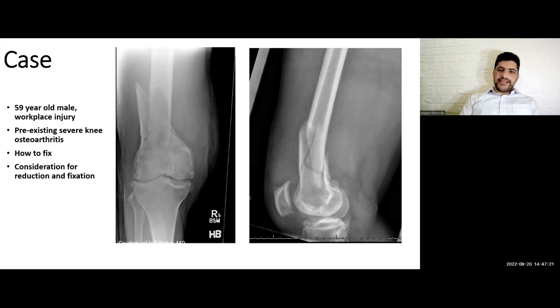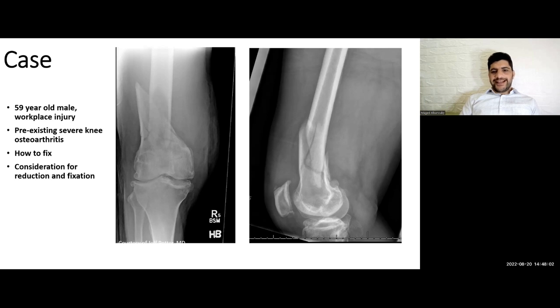Okay, this is another case. Also, it is a common distal femur fracture in a skeletally mature patient, which shows some comminution. Also, this is associated with knee osteoarthritis. You should describe the X-ray. Describe all findings you see. Okay, this is a fracture. There is comminution. There is osteoarthritis of the knee.